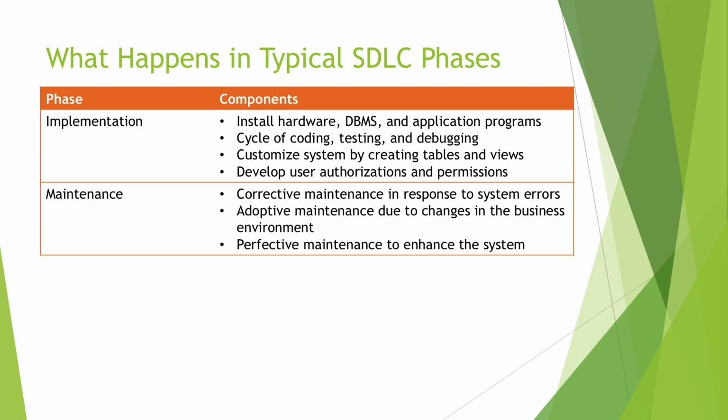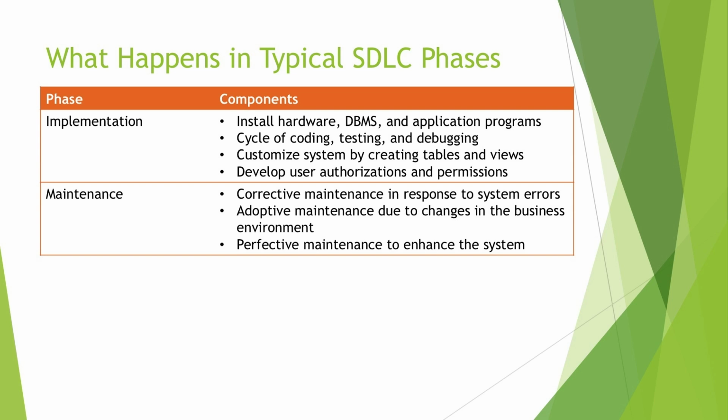And the final main phase is maintenance. So this is what is done on an ongoing basis. And there are a few different types of maintenance that are done. The first is corrective maintenance. So this is when you have your system in place and you find that there are system errors or bugs in the system. These need to be corrected. So this is where you will do the corrective maintenance.